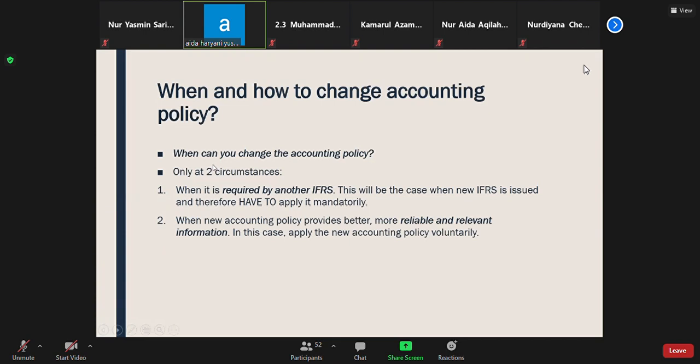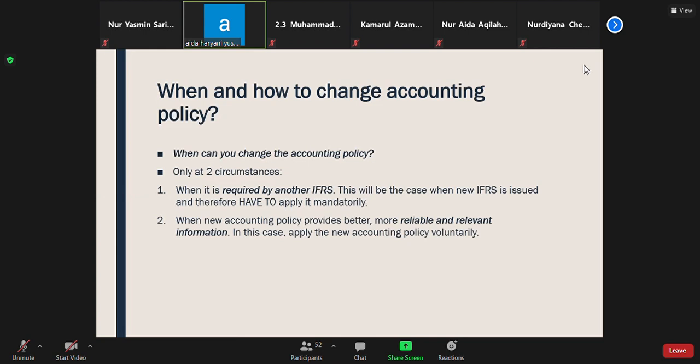Now, when and how to change accounting policy? When can you change the accounting policy? Only in two circumstances. First, when it is required by another IFRS, meaning the standard wants you to change it. This will be the case when a new IFRS is issued and you have to apply it mandatorily. For example, the changes to leasing, which Comac will cover with you next week. I mentioned earlier, leasing is a rental.